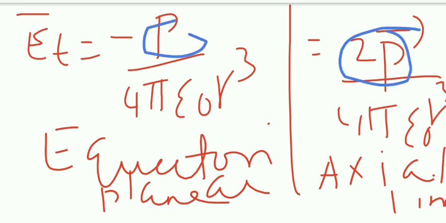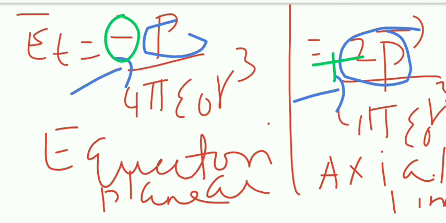So what we are understanding from this is that the electric field at points on the dipole axis, the axial line, is 2 times the magnitude of the electric field on the equatorial plane. Because on the equatorial plane it has only 1p, whereas on the axis it has 2p. So the electric field on the axial line is twice the electric field at points on the equatorial plane.